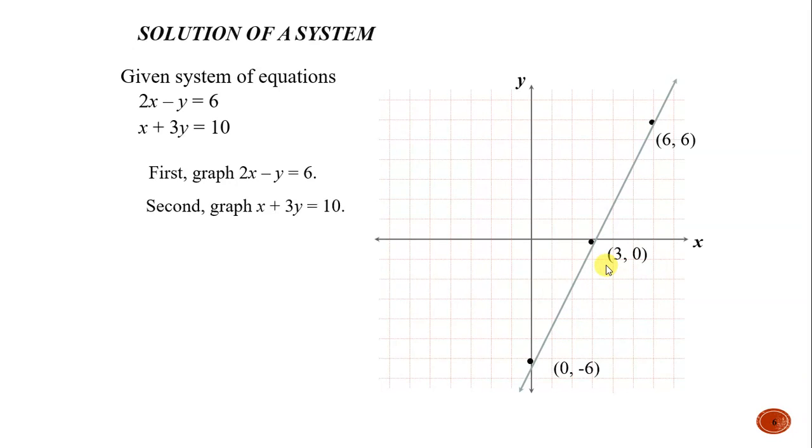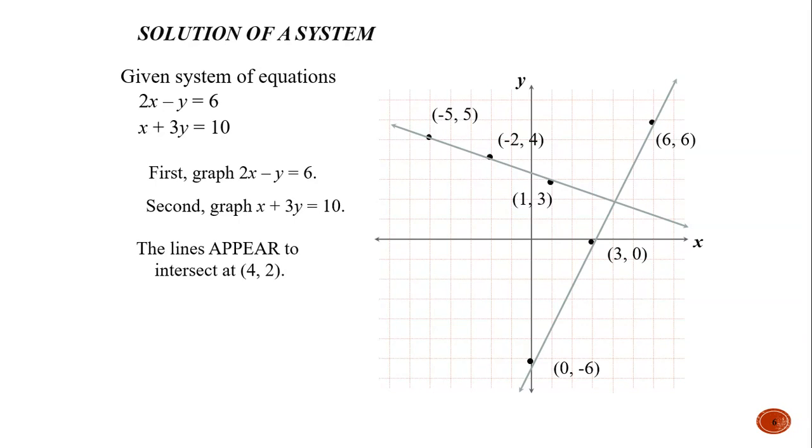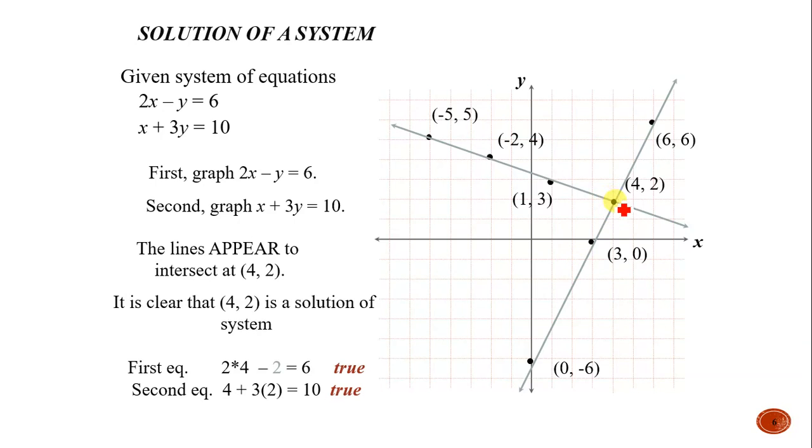Similarly, for the second graph, x plus 3y equal to 10, we have this straight line. These two straight lines intersect at this point. So this is the solution of this system. So (4, 2) is a solution of this system.